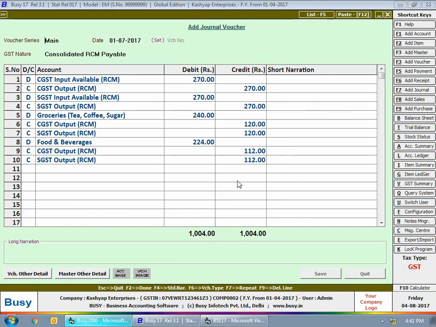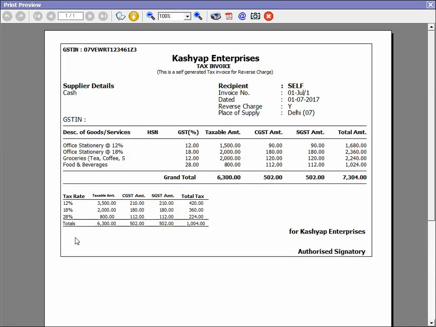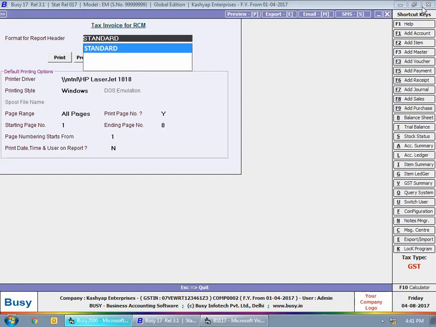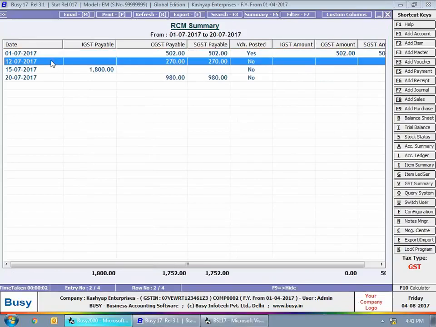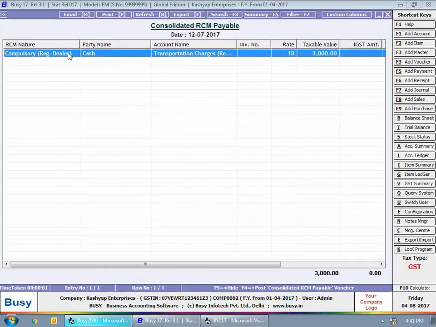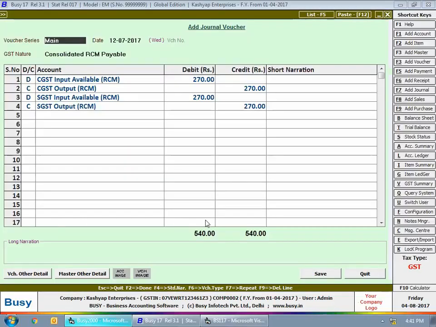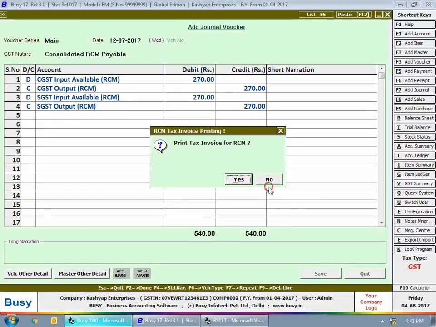On the screen, you can see a preview of the standard format of tax invoice for RCM. Here on the screen, you can see that voucher posted is showing as yes. Next, we'll press the enter key on the next entry, and here on the screen you can see this is the entry for transportation charges register. Although this taxable amount is 3,000, in case of transportation services it is compulsory to pay RCM, so there is no minimum daily limit of 5,000 rupees. Here also, on pressing the F4 key, you can post a journal voucher for the same.